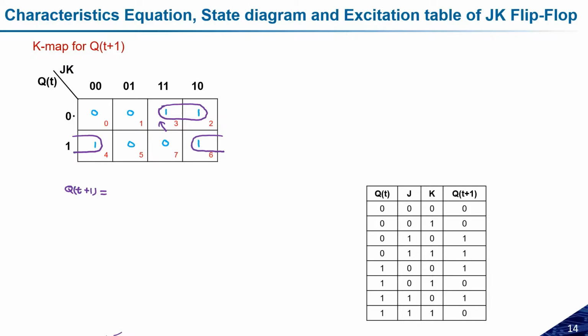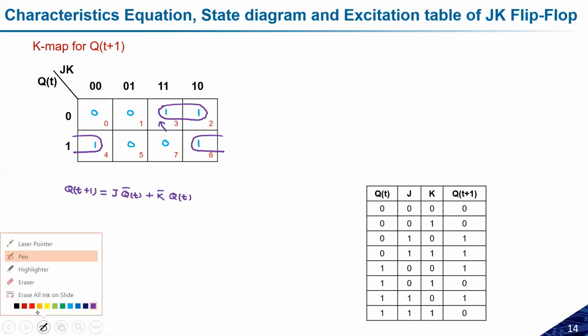Okay, so Q(t) bar will be there. So J into Q(t) complement, and if you see the second pair, from this second pair Q(t) will come out, and the K complement will be there. Okay, because see here, if you see this and this one, J will be cancelled out, but K complement will be there. So plus K complement into Q(t). So this is the output or the characteristic equation for the JK flip-flop based on the characteristic table which we have drawn just now.